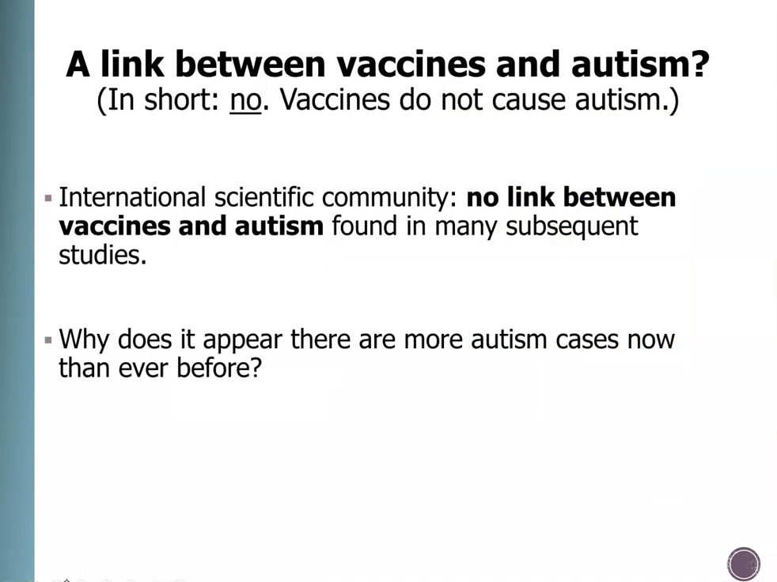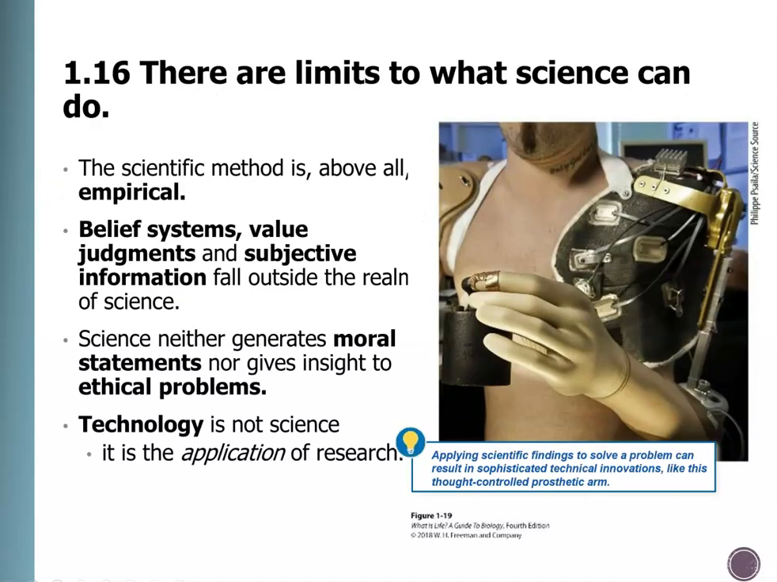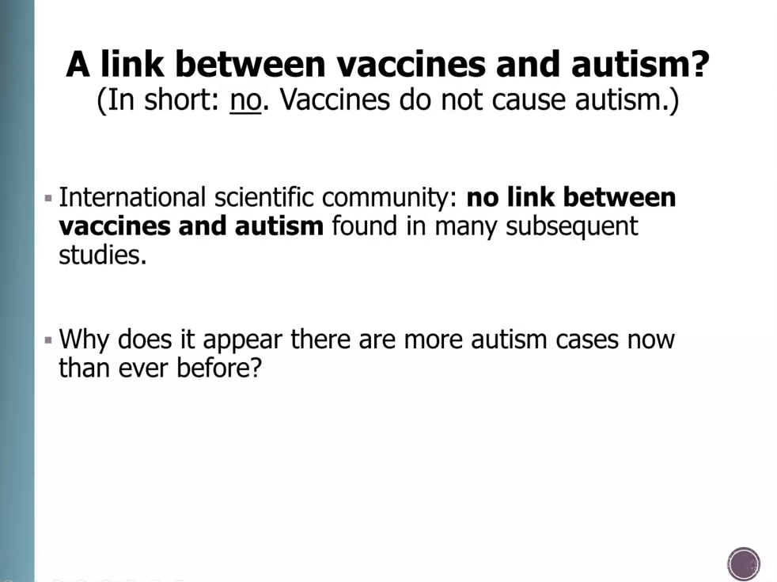So just to recap that, there is no link between vaccines and autism. Based on international scientific community review, in subsequent studies and subsequent review of literature, no link was found. But it appears that there is a link. So why does it appear that there are more autism cases? Why is autism more prevalent now than ever before? Oops, sorry about that. One of the thoughts is basically timing.